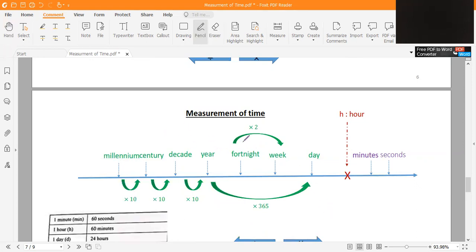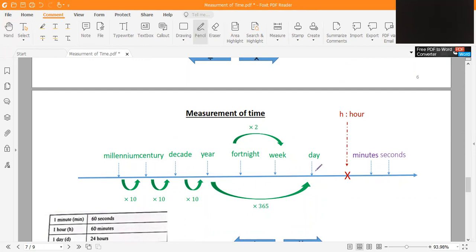Moving to the measurement of time, we should know that the measurement of time, like digital information, is radically different from the standard unit measurement that we use, because we have a day. In the day we have 24 hours, in each hour we have 60 minutes, and in each minute we have 60 seconds.